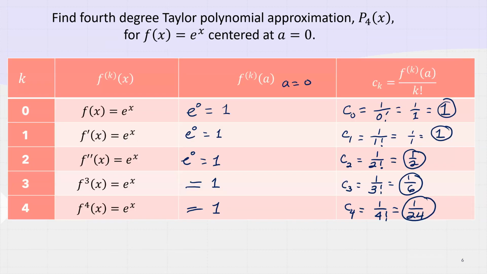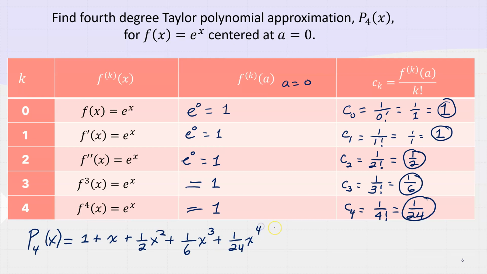So the polynomial P4 of x is going to equal, centered at 0, 1 plus 1 multiplied by x minus a. a is 0, so it's just x, and you don't even need to write the 1 there. So it will just be 1 plus x plus 1 over 2 x squared plus 1 over 6 x to the third plus 1 over 24 x to the fourth power.